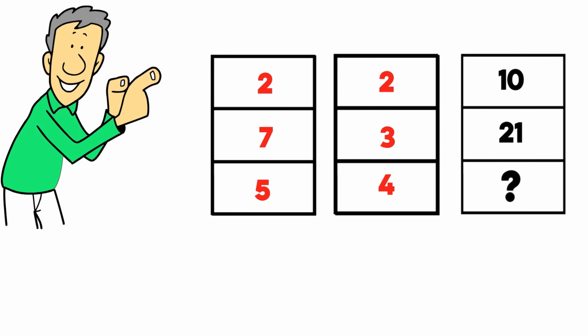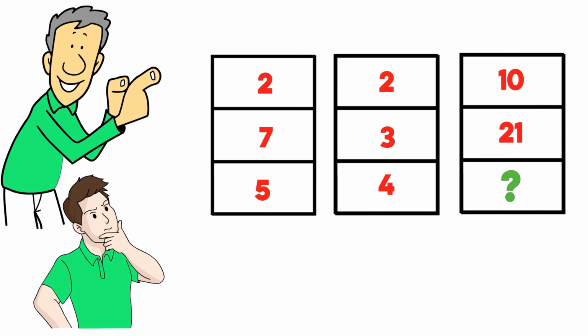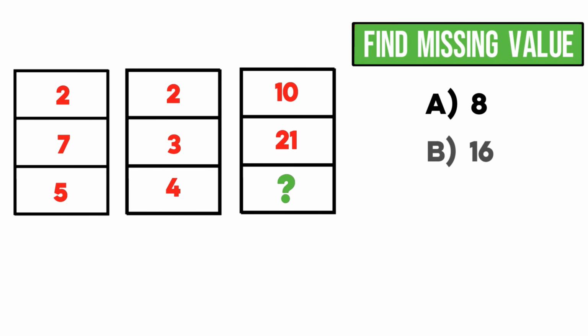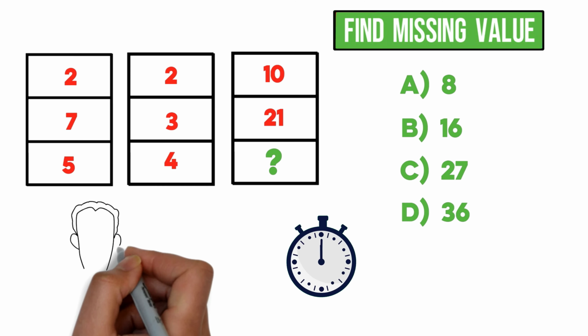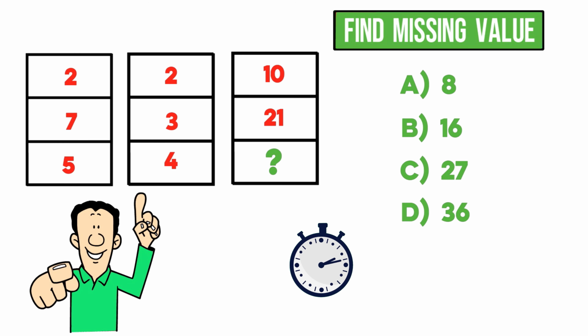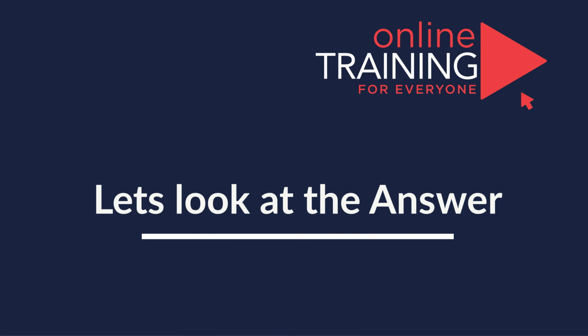You need to find the missing value, which is highlighted by question mark, and you have 4 choices to choose from. Choice A, 8. Choice B, 16. Choice C, 27. And choice D, 36. Do you think you can recognize missing value? Give yourself 5 to 10 seconds to see if you can come up with the answer. Did you figure out the solution? Let's continue to see how we can get to the correct solution together.